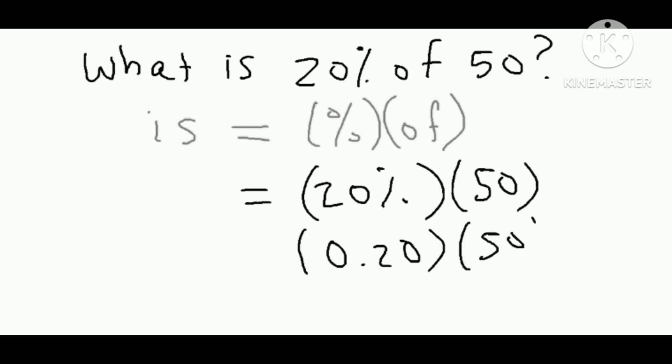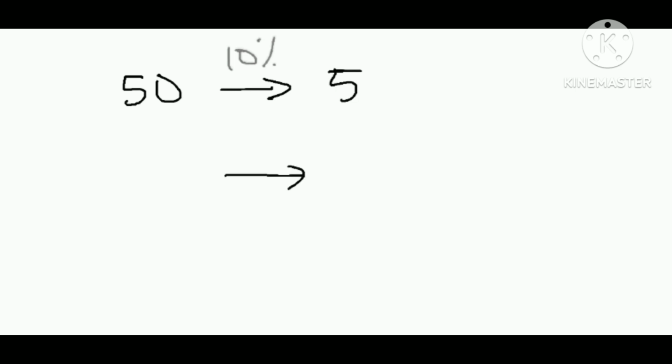So what's 0.20 times 50? 0.20 times 10 is 2. And 2 times 5 is 10. This is going to be 10. If you take a calculator and multiply it, you should get 10. Another way you could see it, what's 10% of 50? 10% of 50 is 5. So 20% is twice the value of 5. 20% must be 10. That's another way you can see it.